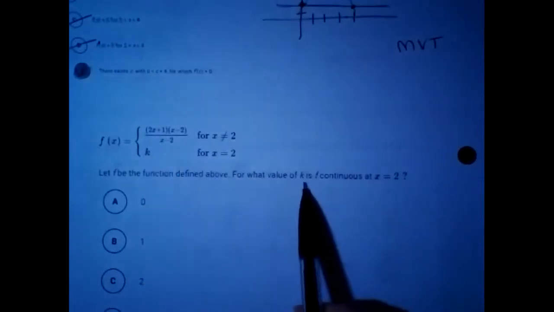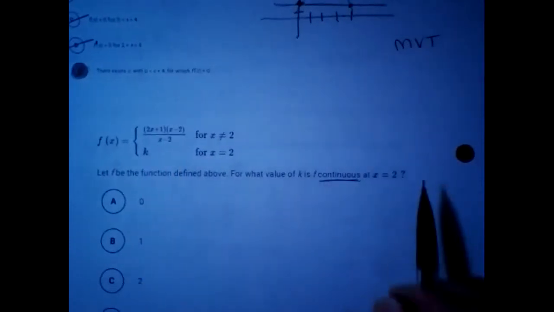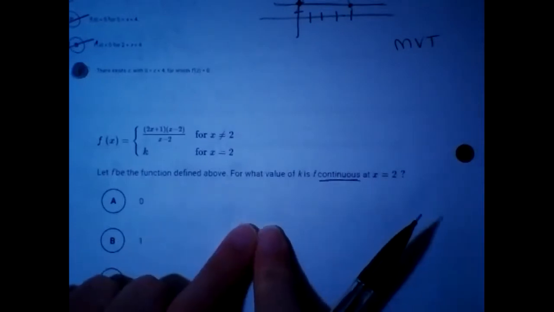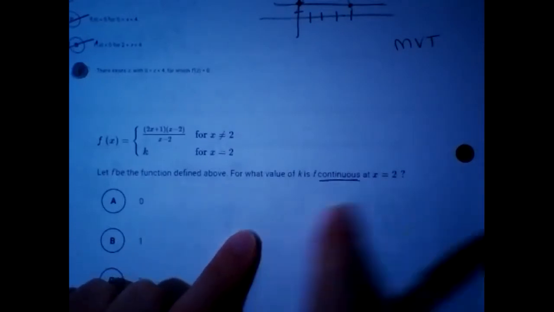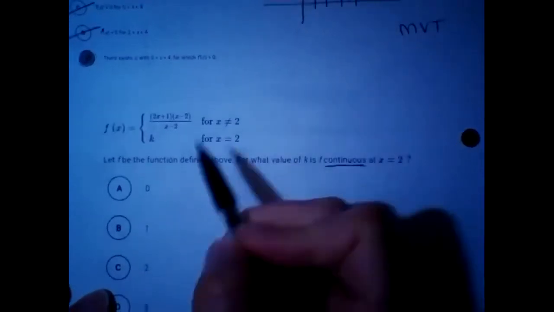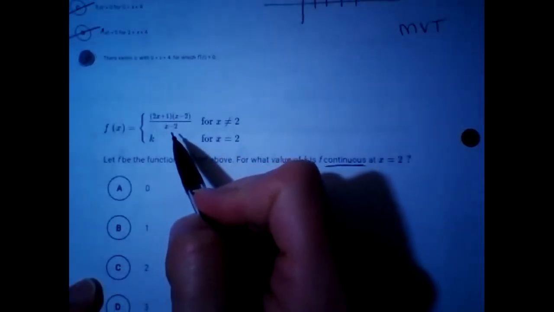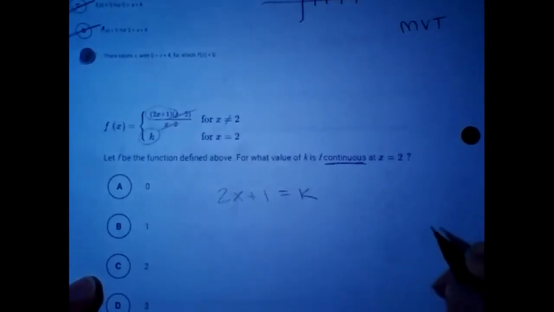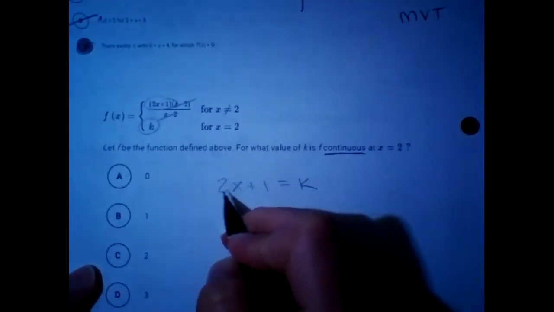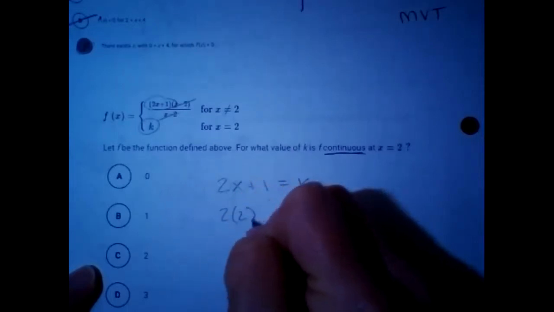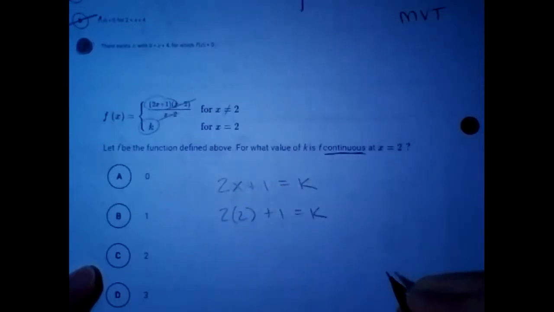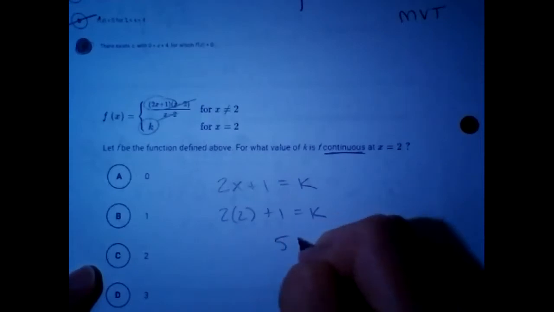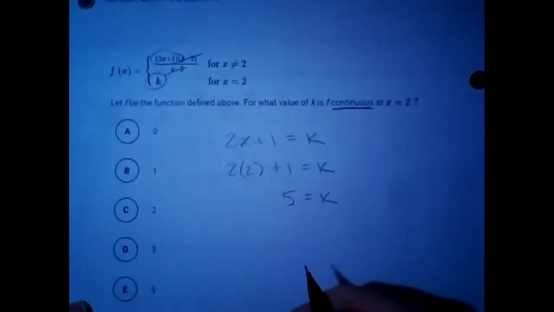All right, and then last one, piecewise function. We want to find k so that the function is continuous. So that means the two pieces are going to have to meet up. So we're going to set these equal and plug in 2. Conveniently, they already factored this for us, and the (x minus 2)'s are going to cancel. So we're just going to set these equal. And then we're going to plug in 2 for x. And so 2 times 2 is 4, plus 1 is 5. And so that one is E.